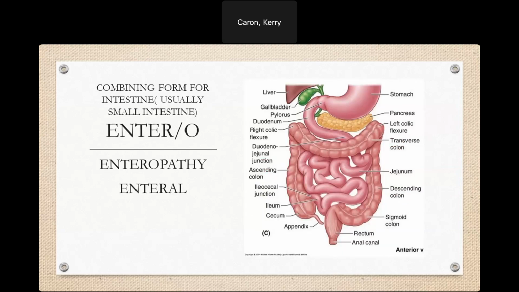Entero is referring to the small intestine. So when we say entero, we're really referring to the small intestine, which is made up of DJI, the duodenum, jejunum, ileum. When we say colo or colono, we're referring to the large intestine. When we say colon in general, we're talking about the large intestine. Entero being the small intestine.